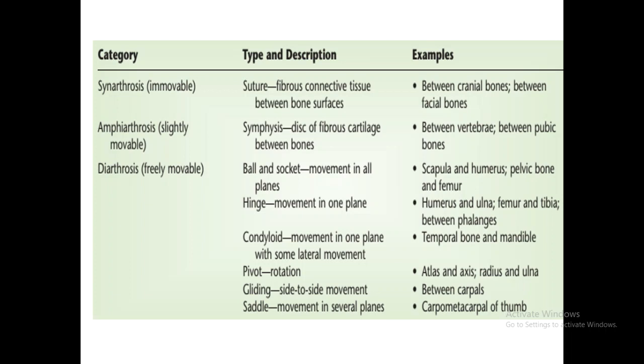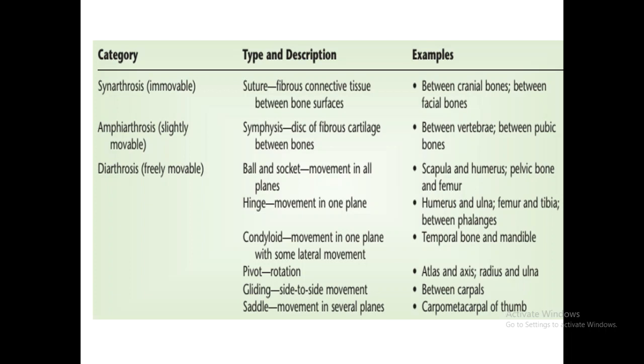Look at the category, the type of description, the examples. Synarthroses, I told you synarthroses are immovable joints, and in the type of description, they are called the sutures, and they are fibrous connective tissues between bone surfaces. Examples: between cranial bones, between facial bones. These are found mainly in the skull.